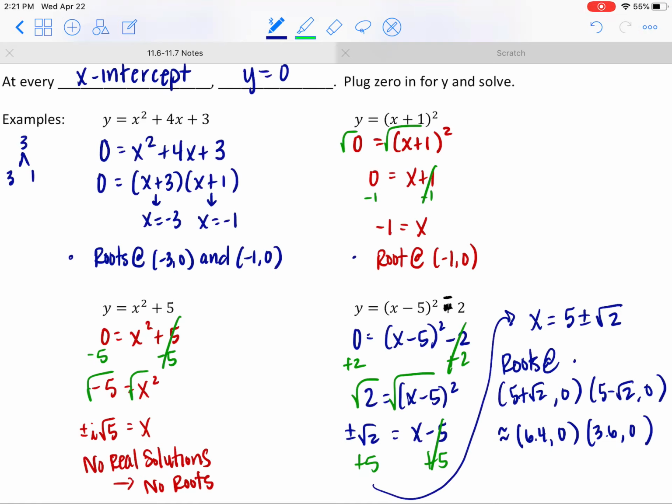Okay? So notice the variety of the roots. We got, in the first one here, 2 rational roots. Here we had 1 rational root. This would be 2 irrational roots, and then over here we had the 2 imaginary roots. The same 4 options that we had when we solved, we can have here in terms of roots.